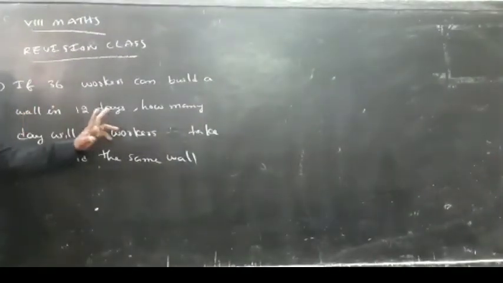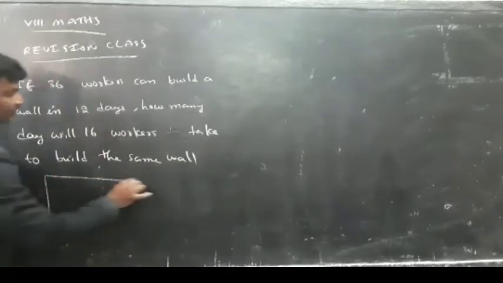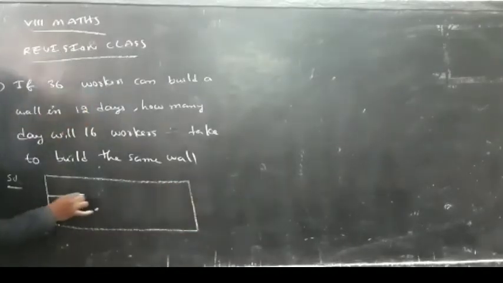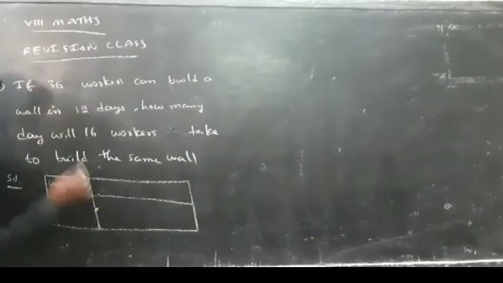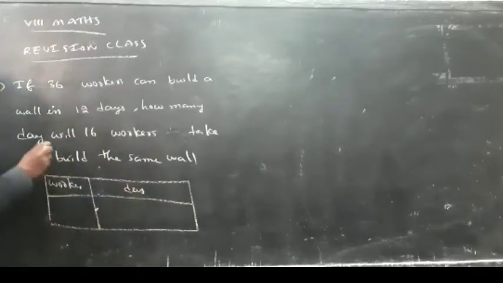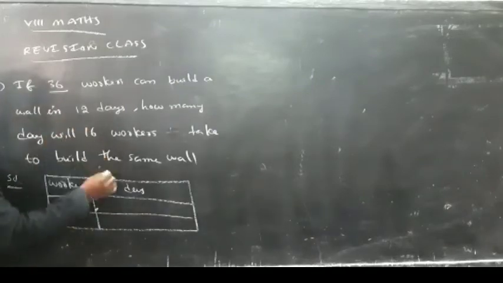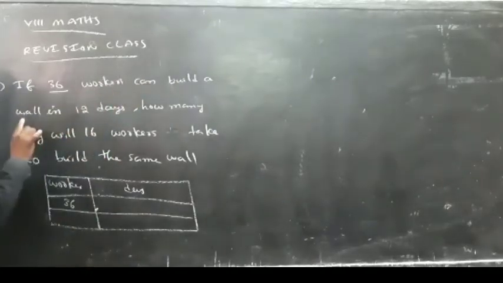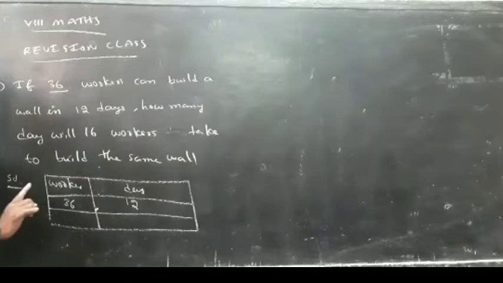36 workers can build a wall in 12 days. How many days will 16 workers take to build the same wall? Solution here. First, number of workers and days. How many workers? 36 workers can build a wall in 12 days. 36 members taking 12 days to build the wall.